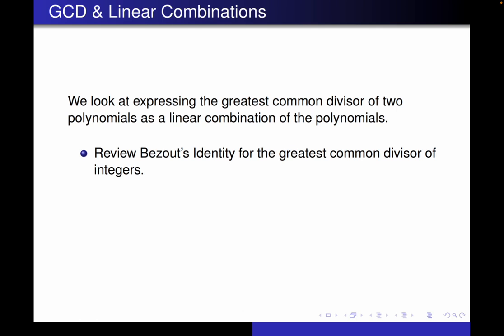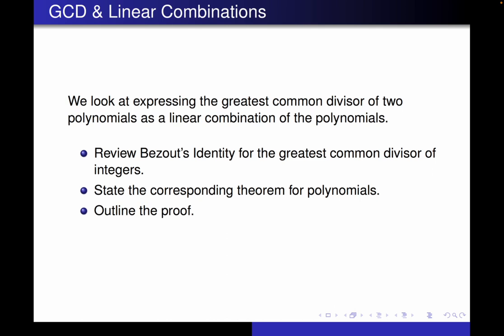So we're going to review Bezout's identity for the greatest common divisor of integers. We're going to state what the corresponding theorem is for polynomials. Won't be too bad, just everywhere you see an integer, replace it with a polynomial. And then we'll give an outline of what the proof looks like. It's going to look very similar as it was for integers.